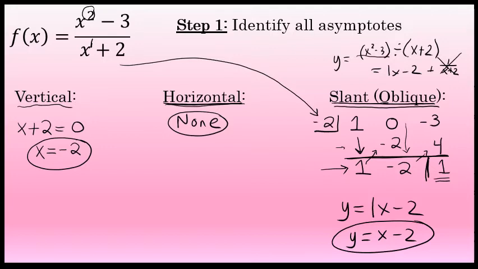X squared minus 3 divided by x plus 2, ignoring the remainder. To do this division, I used synthetic division. You could also use polynomial long division. You would find the same quotient, of course. Y equals x minus 2. That's the slant asymptote.